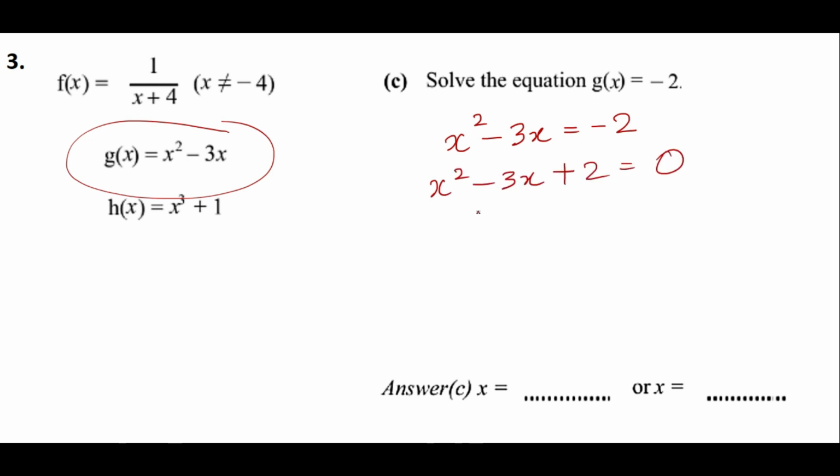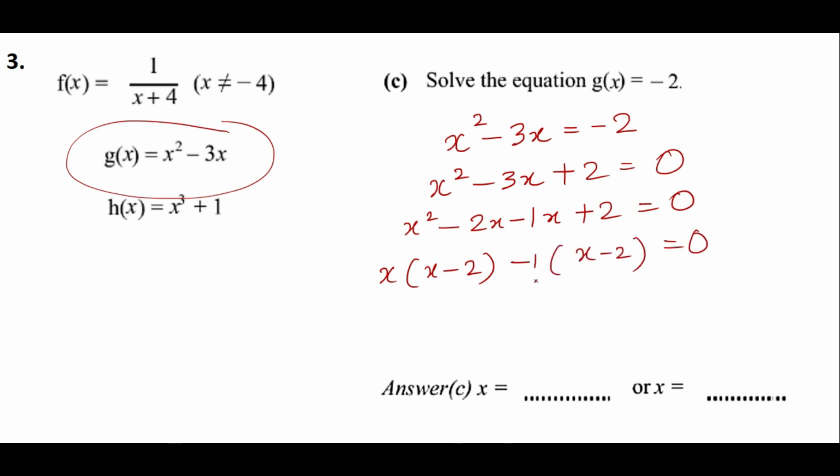I will be splitting the middle term as x squared minus 2x minus 1x plus 2 is equal to 0. Now if you're not sure about the sum and product method where the sum here is -3 and the product is 2, you can go back to the video to learn it and then come back to solve this. So here it is x times x minus 2 minus 1 times x minus 2 giving you a 0.